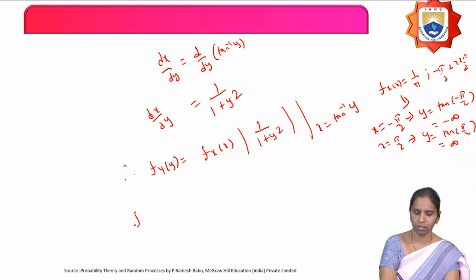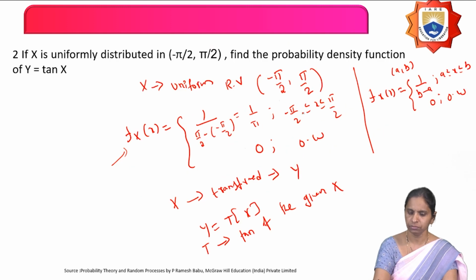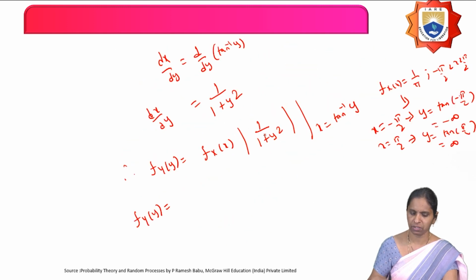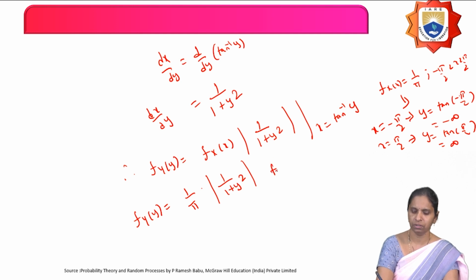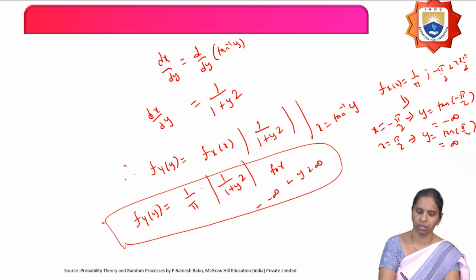Therefore, you can write fy of y equals fx of x times the modulus of dx by dy. What is fx of x? 1 by pi. So, what is fy of y here? 1 by pi into mod of 1 by 1 plus y square, for y from minus infinity to infinity. So, this is a density function of what?